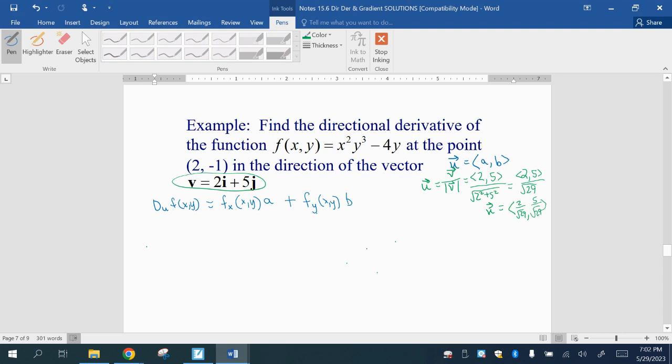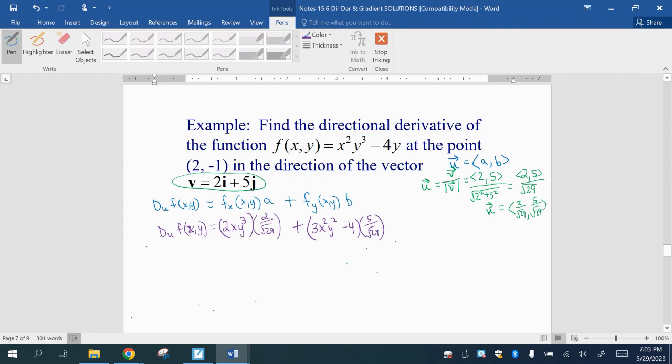So let's now write down more information here. Before plugging in the point, let's just do x, y, because we have to figure out what the partial derivatives are. With respect to x, that is 2xy cubed, and that would be times a, which we know is 2 over the square root of 29, plus the partial with respect to y, which is 3x squared y squared minus 4, and that's times b, which is 5 over the square root of 29.